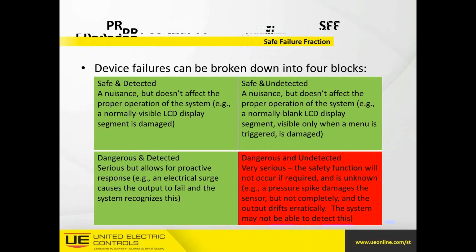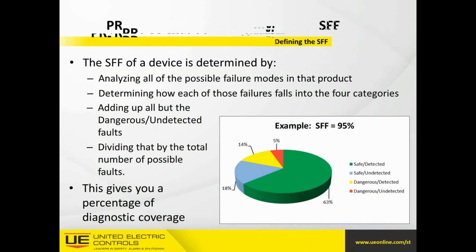Then there's dangerous undetected. This would be in the case where it's very serious, and this is a device that has no means to tell you that it's failing or failed other than a proof test interval, which is something we don't want to rely on when it comes to instrumentation for safety instrumented systems. These calculations or these numbers are found in your FMEDA, and they're very important to have a definition on and know. Now, moving on in defining the safe failure fraction a little bit more is important to understand.